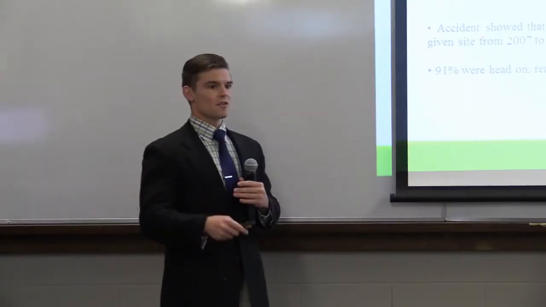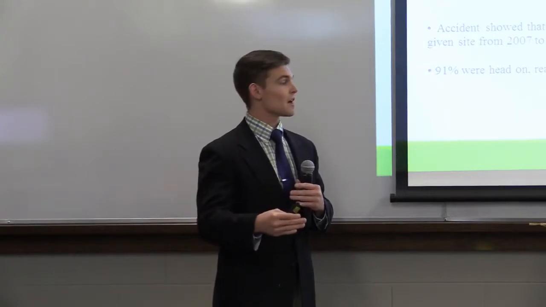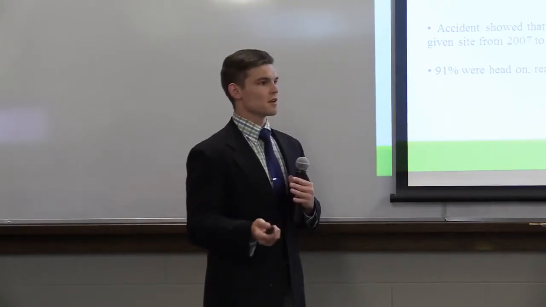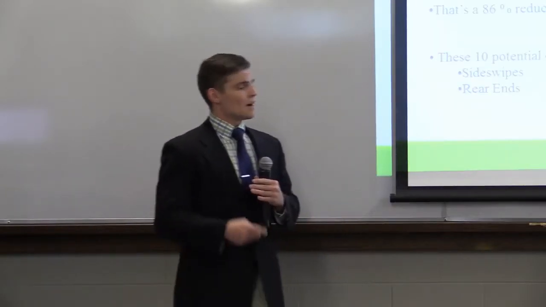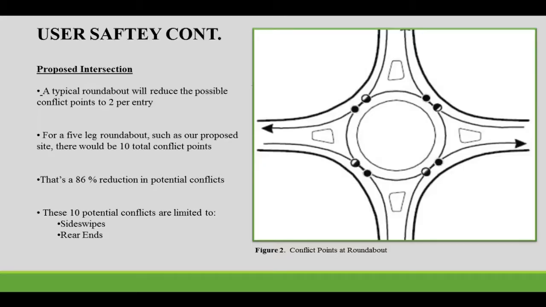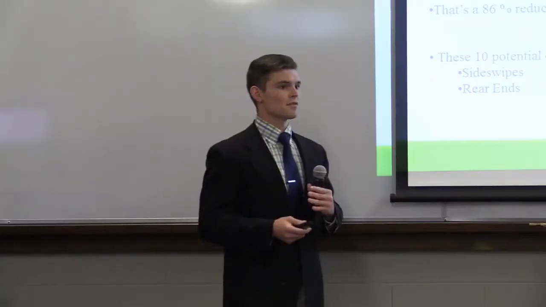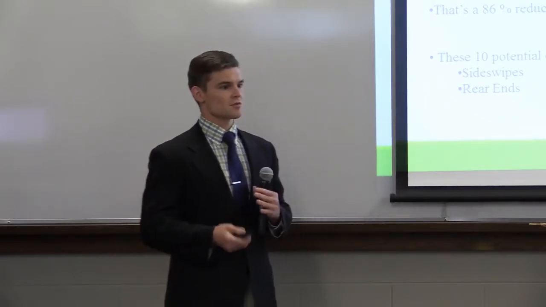If we add in our fifth leg, which we have at our existing site, that raises the potential to over 75 conflicts, which is why we see so many conflicts at our existing site on our accident report. In comparison, a roundabout limits those collisions to only 2 per entry. So we have 5 legs at a proposed site, which means we have a potential of 10 conflicts in total. That's an 86% reduction from the existing site. Not only that, but these accidents are limited to side swipes and rear end collisions, which are generally more safe in terms of accidents.